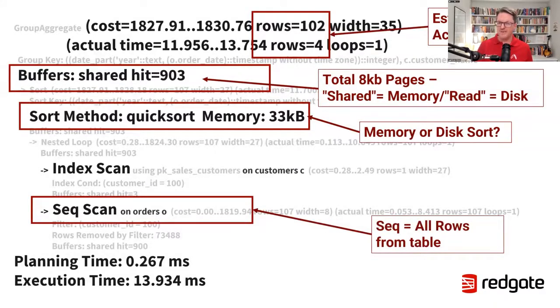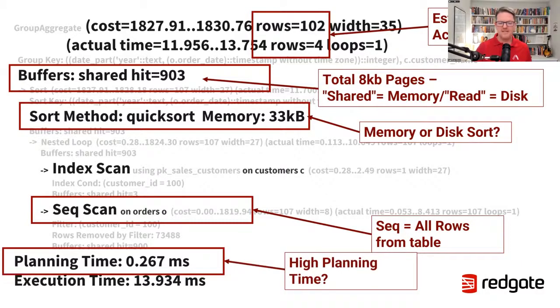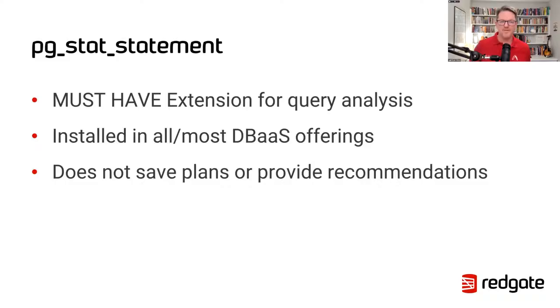Sequence scan is reading all rows from the table. It's a table scan. And then how much time was planned and how long it took to execute. So there's a lot there. There are some really great talks online about how to read an execution plan.